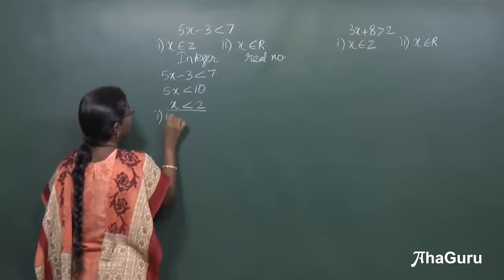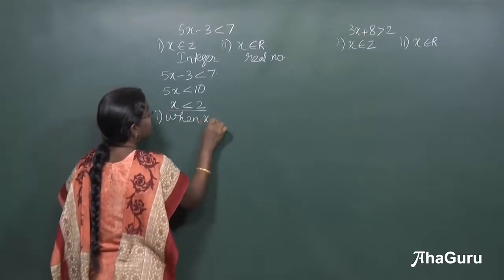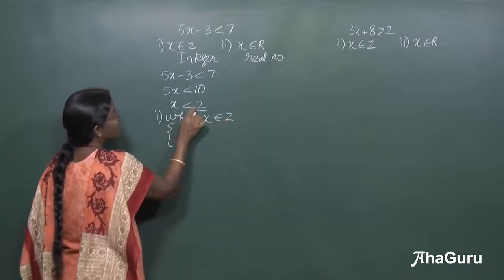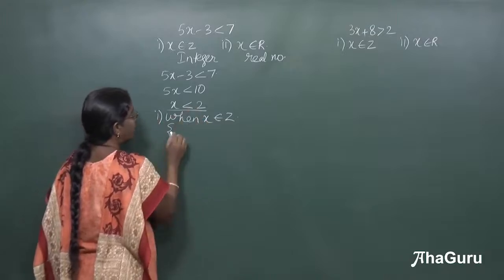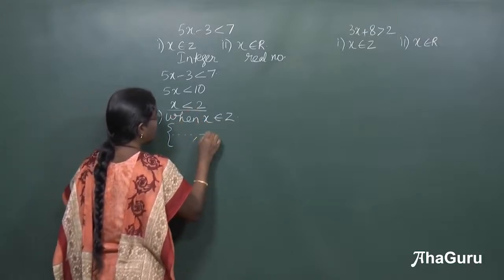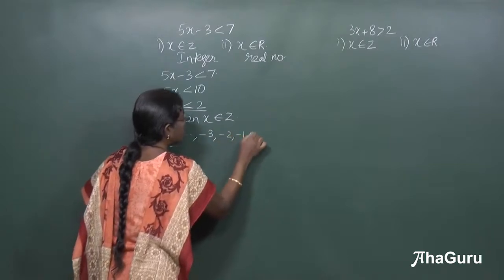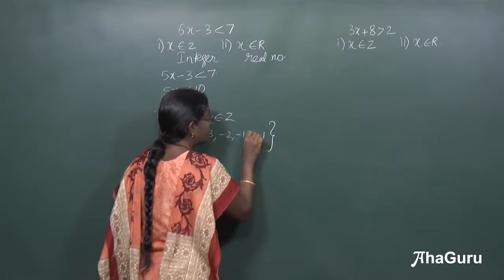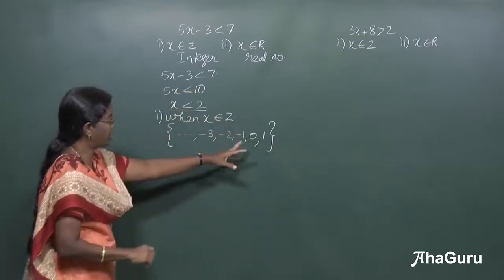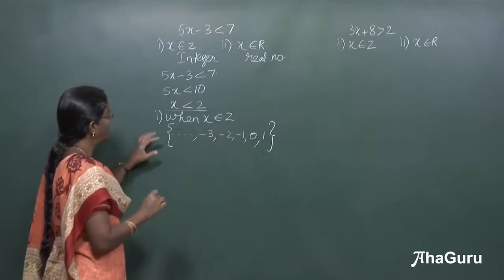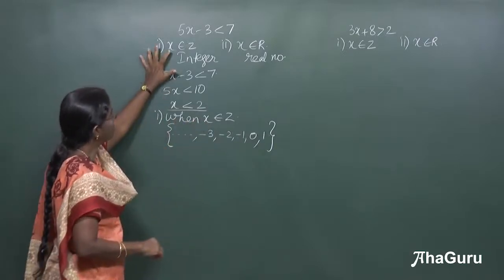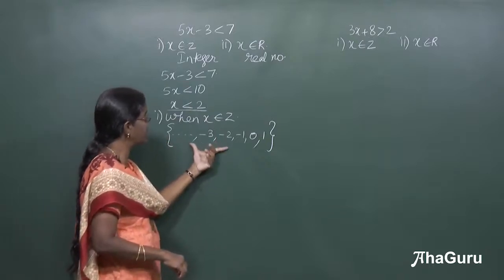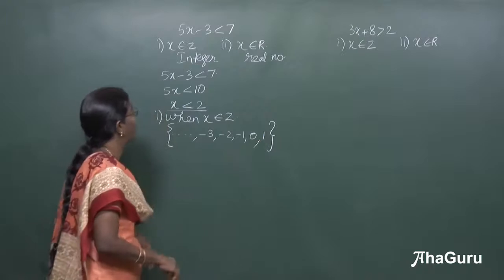So, the solution when x is an integer will be all integers which are strictly less than 2. This is a strict inequality. So, you will have all the negative integers minus 3, minus 2, minus 1, 0. X is an integer which is strictly less than 2, so only the positive integer 1 alone will be included. The solution set when x is an integer will have all these infinitely many negative integers along with 0 and 1.